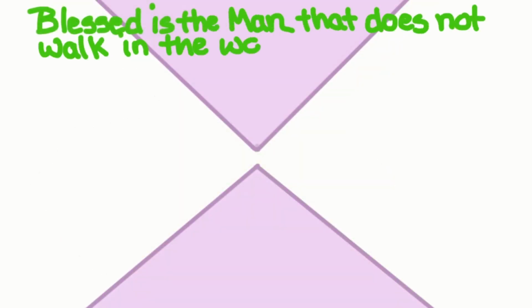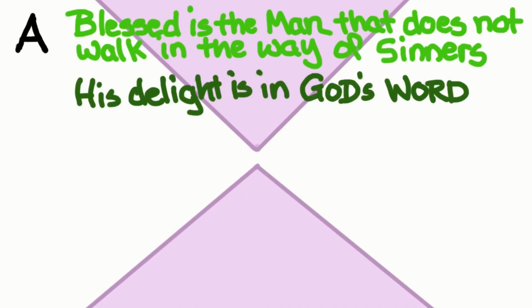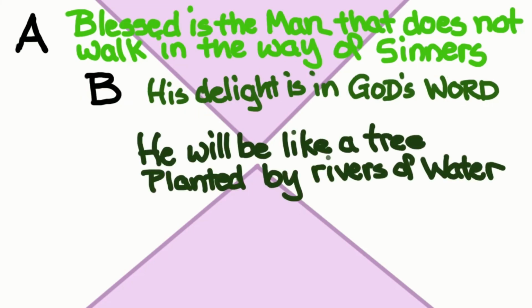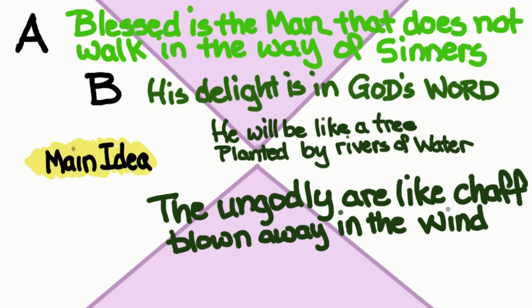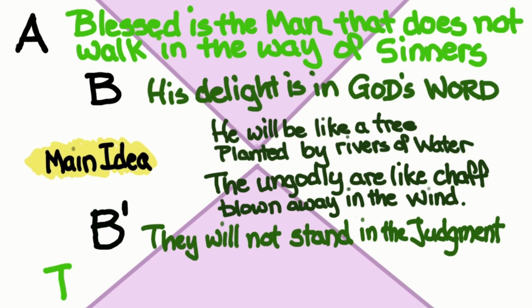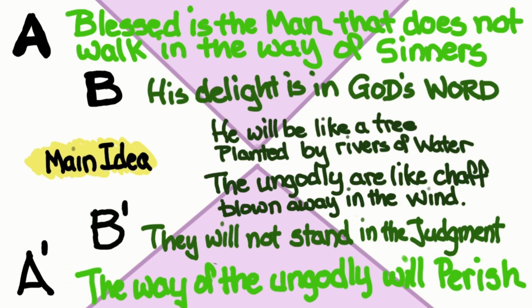Blessed is the man that walks not in the counsel of the ungodly, nor stands in the way of sinners, nor sits in the seat of the scornful. But his delight is in the law of the Lord, and in his law he meditates day and night. And he will be like a tree planted by rivers of water, that brings forth its fruit in the season, and his leaf also shall not wither, and whatever he does will prosper. The ungodly are not so, but are like a chaff which the wind drives away. Therefore the ungodly will not stand in the judgment, nor sinners in the congregation of the righteous. For the Lord knows the way of the righteous, but the way of the ungodly will perish.